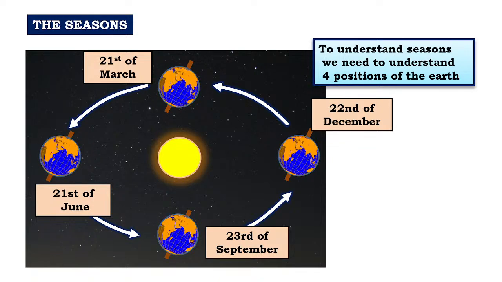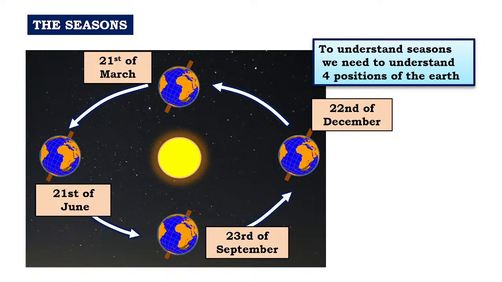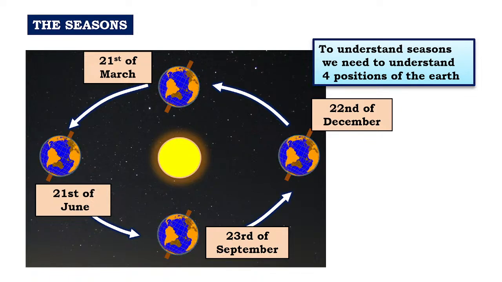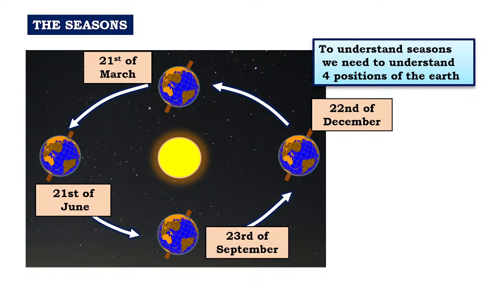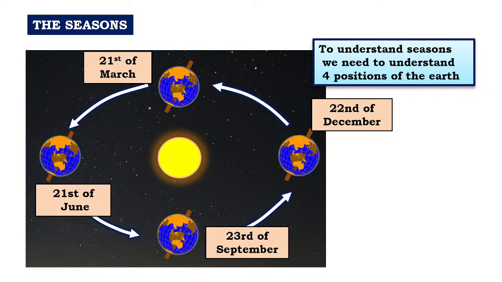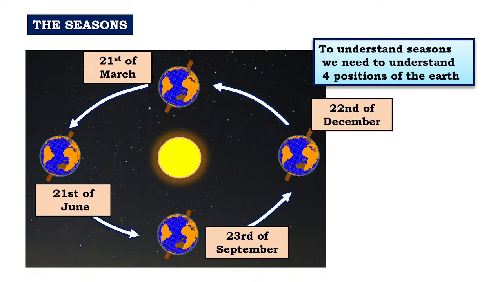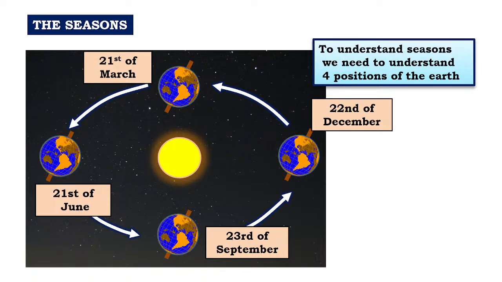21st June is the northern hemisphere's longest day and the shortest night, you can say. Otherwise, it is the longest night in the southern hemisphere. So 21st June is the lengthiest night in the southern hemisphere. हो गया?